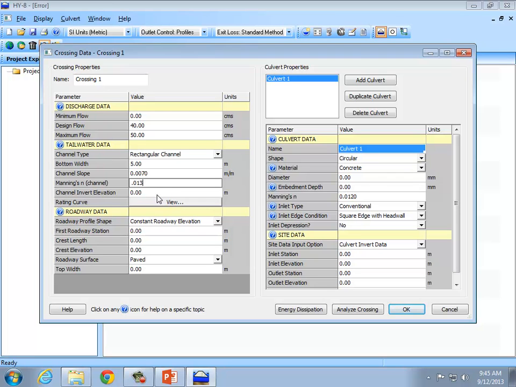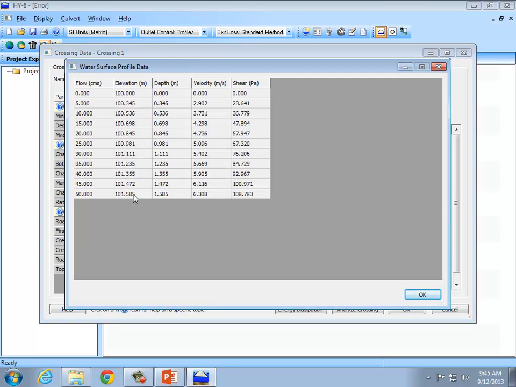And the N value for the channel, we said that it's going to be concrete lined as well, so 0.013. And the channel invert elevation is where it's asking if it should match up the channel with the invert of the culvert. The simplest approach and probably most common is just to match the two and have the elevation of the channel downstream be equal to 100 meters. And so we can click this and it'll calculate the rating curve for us.